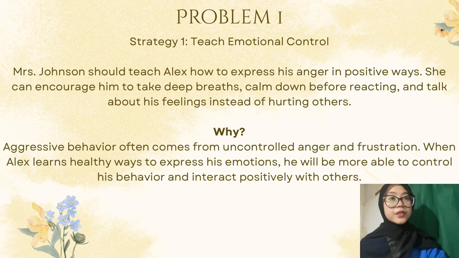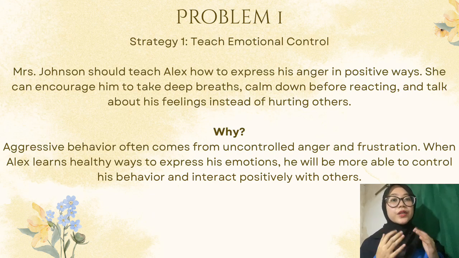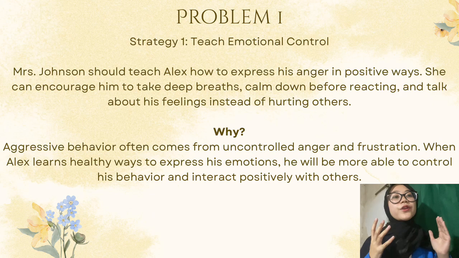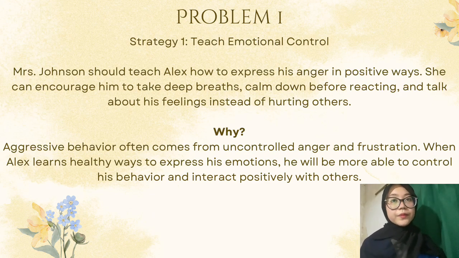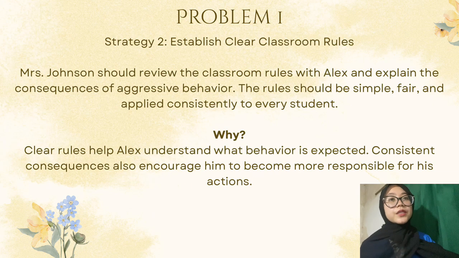So my answer is, for strategy number 1, teach emotional control. Ms. Johnson should teach Alex how to express his anger in a positive way. She can encourage him to take a deep breath, calm down before reacting, and talk about his feelings instead of hurting others. And why? Because aggressive behavior often comes from uncontrolled anger and frustration. When Alex learns healthy ways to express his emotions, he will be more able to control his behavior and interact positively with others.